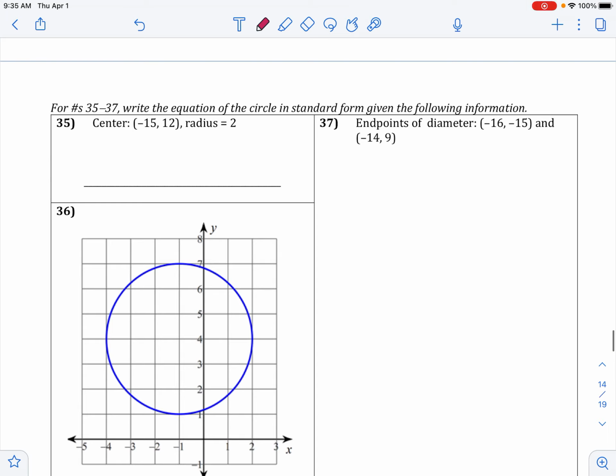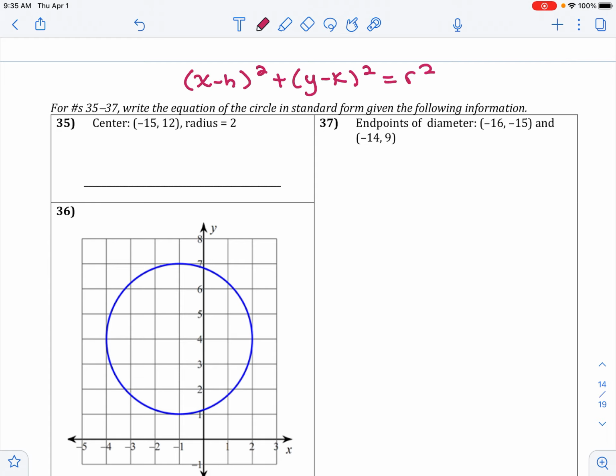So on this page, we're going to be doing a lot of write the equation of a circle in standard form. So let's go ahead and get standard form back up here so we know what it looks like. Remember, that's going to be x minus h quantity squared plus y minus k quantity squared equals r squared.